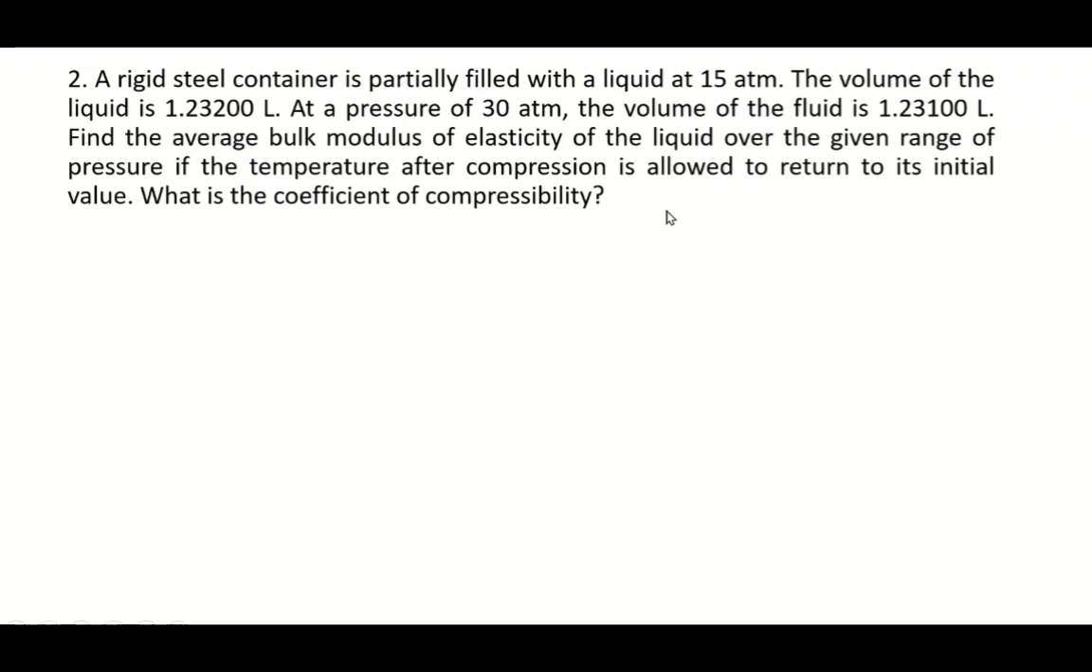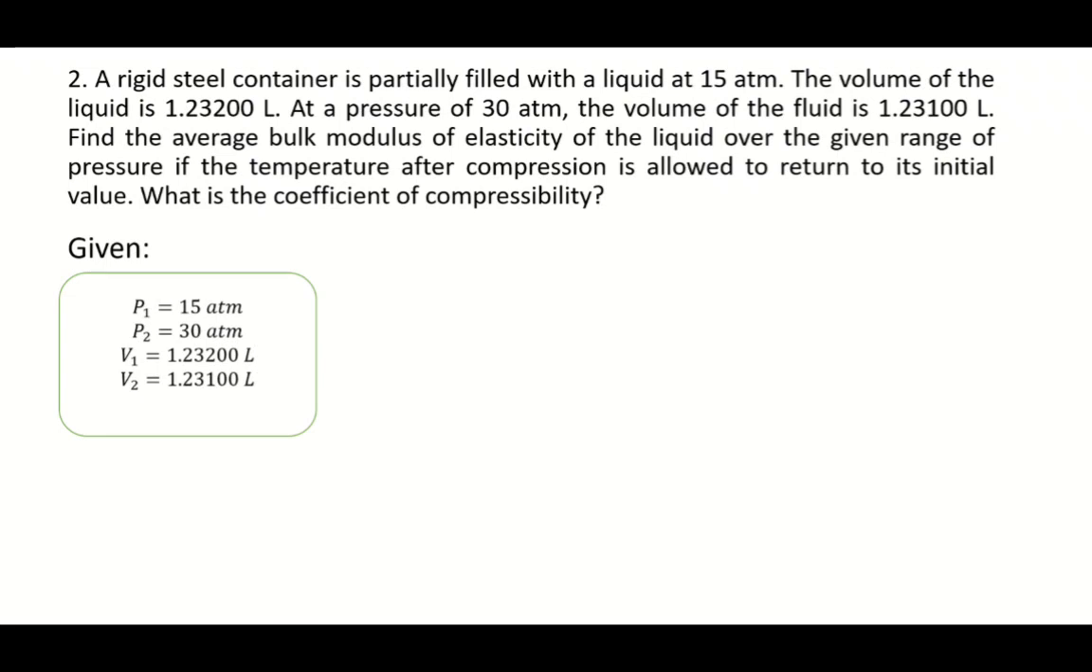The first thing we do in solving a problem is to determine the given values. As you can see, we have our pressure and the volume. So our pressure 1 is 15 atmosphere and the pressure 2 is 30 atmosphere. On the other hand, we have volume 1 which is 1.23200 liter and our volume 2 is 1.23100 liter. In this problem, we are asked to find the average bulk modulus of elasticity of the liquid over the given range of pressure if the temperature after compression is allowed to return to its initial value. And the second one, what is the coefficient of compressibility?